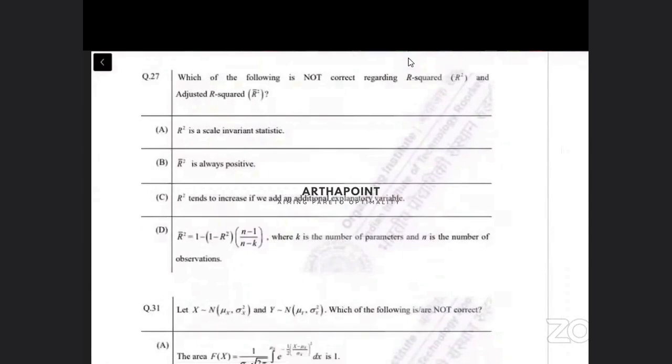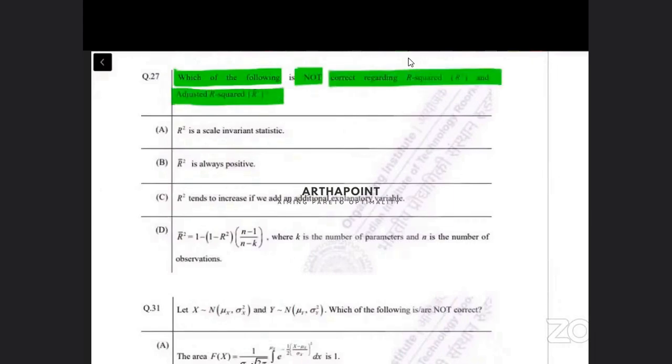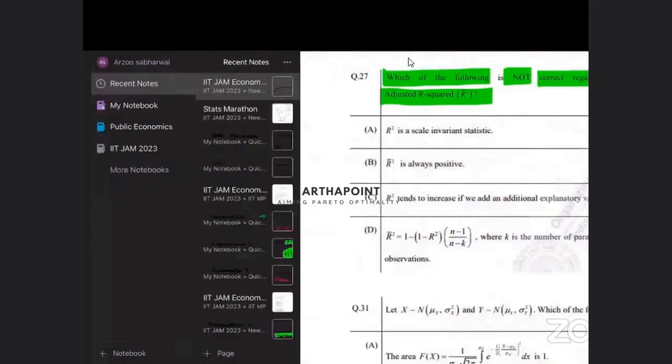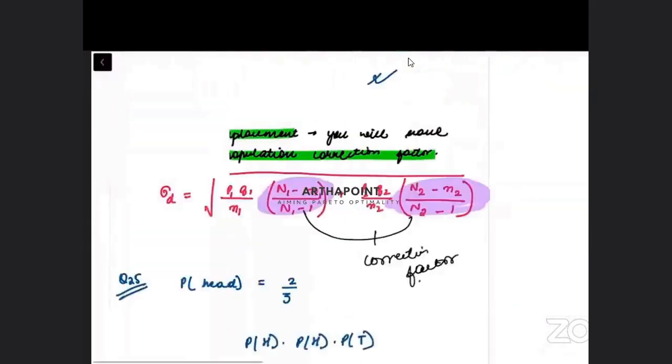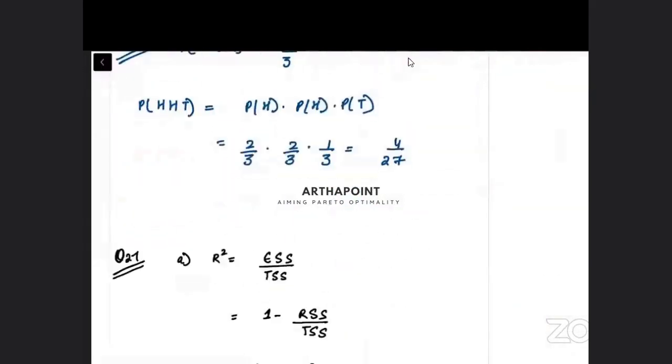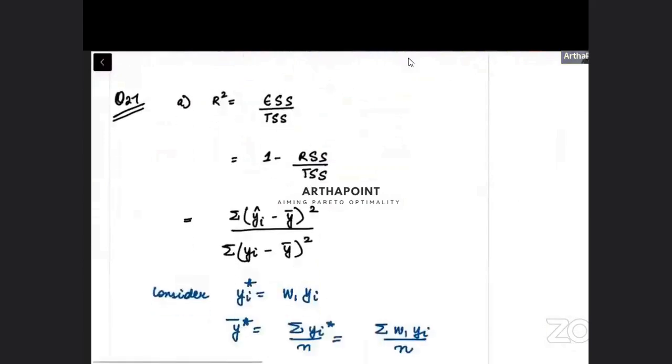Okay, come to the next question. Which of the following is not correct regarding R square and adjusted R square? So basically what we will do is go through a few of the properties first. I want you to memorize these very well. The first property is the formula of R square. It is ESS by TSS. This formula can also be written as 1 minus RSS by TSS.